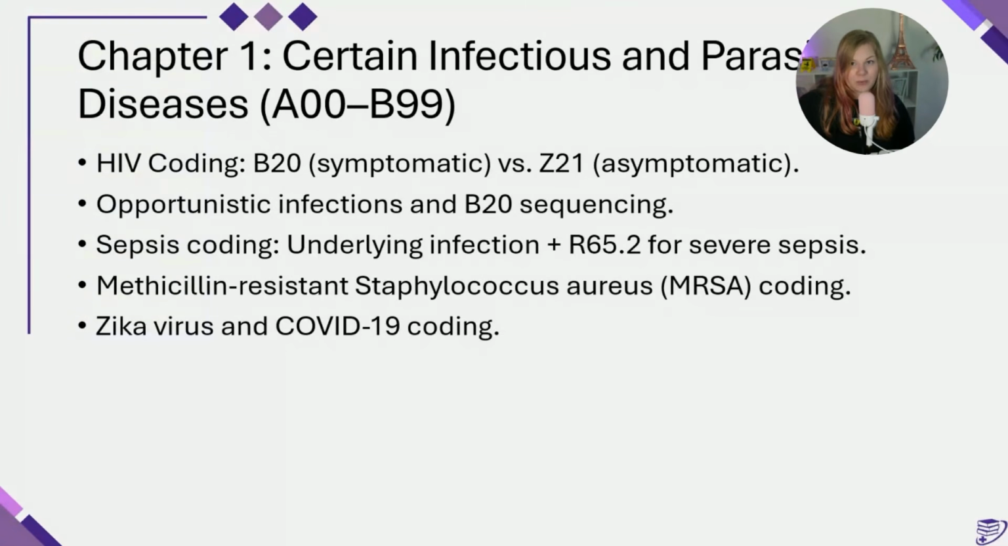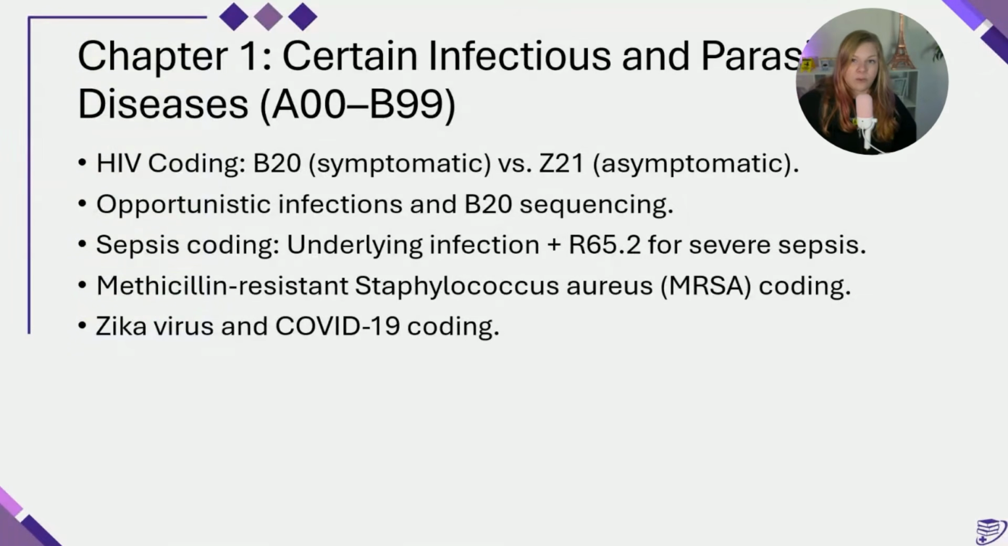Sepsis is another big topic. Sepsis is always a big topic. Don't forget to code for the underlying infection if it's known and follow up with the R65.2 and then that additional fifth character. If organ dysfunction is involved, you need to know the specific organ dysfunction in order for it to qualify for severe sepsis. When you hear severe sepsis, you need to think, oh, organ dysfunction. If you don't see an organ dysfunction and you can't code organ dysfunction, it doesn't qualify as severe sepsis.